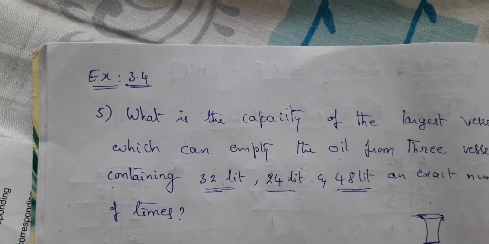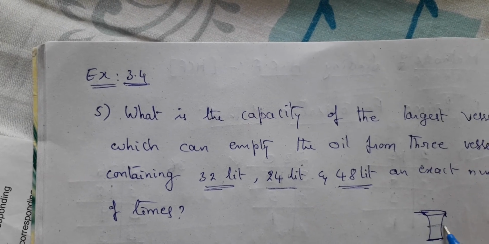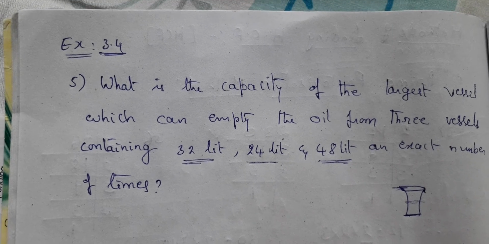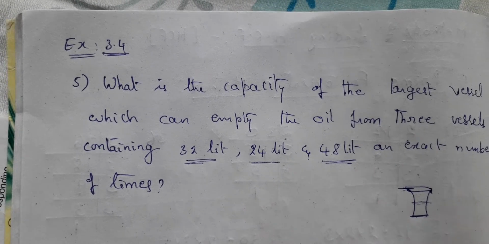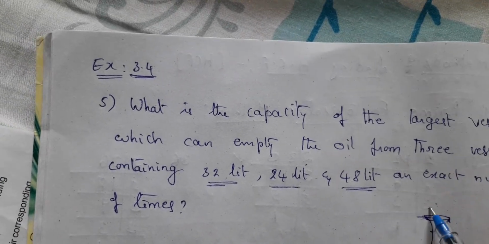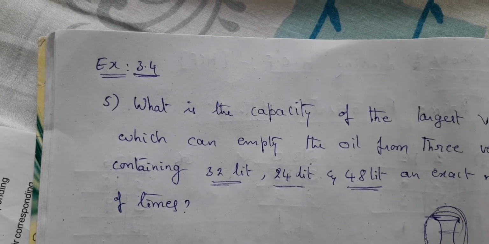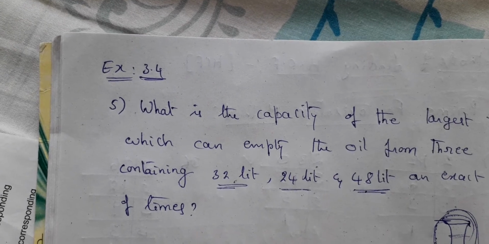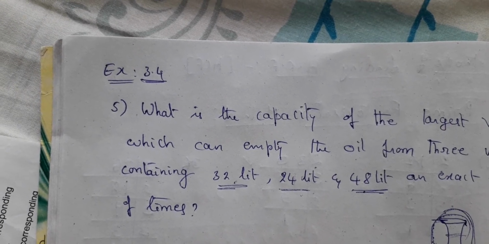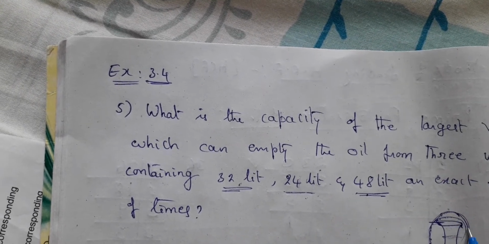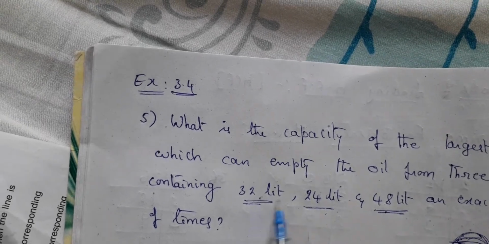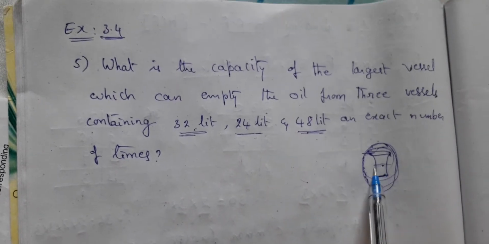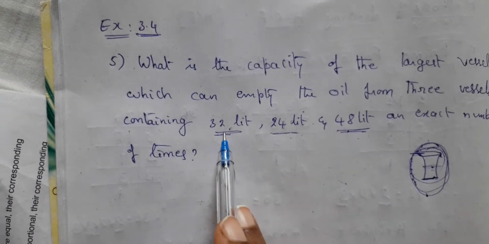Something like that, after measuring 3 times, if some half of it is left over, it doesn't mean that it is dividing, it is able to measure it exactly. Exactly measuring means the capacity of this should be such that it can divide all the 3 without leaving a remainder. What is the meaning of this? The capacity of this particular vessel should be the common factor of all these things.